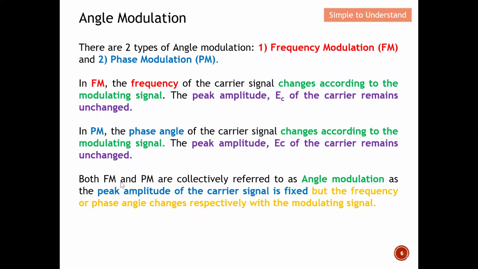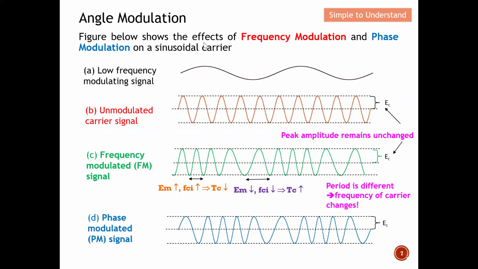Both FM and PM are collectively known as angle modulation, as mentioned earlier, because the peak amplitude of the carrier is fixed, but the frequency or the phase angle changes respectively with the modulating signal. Next, the figure below shows the effect of frequency modulation and also phase modulation. The modulating signal is just a sinusoidal signal, with one frequency.